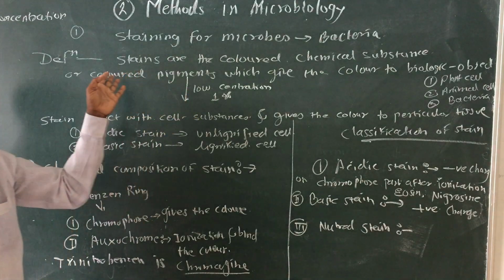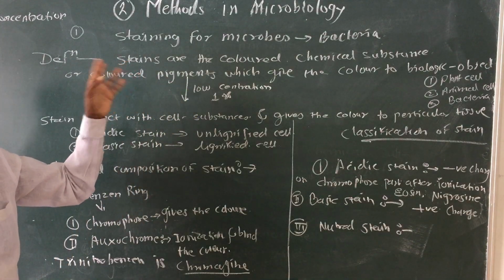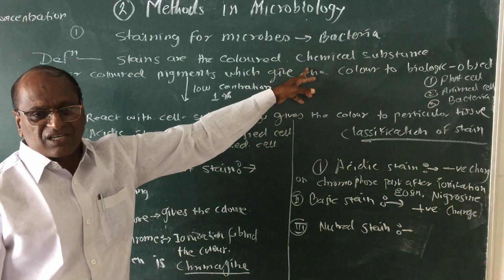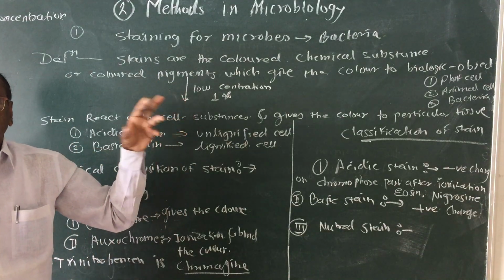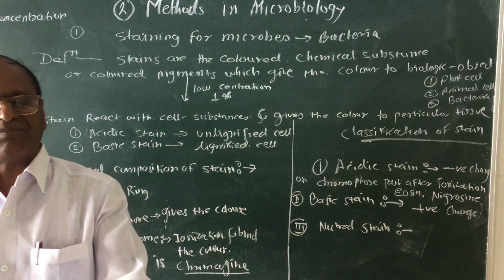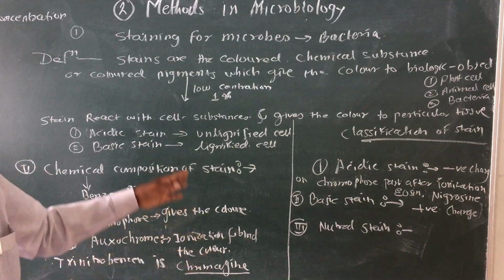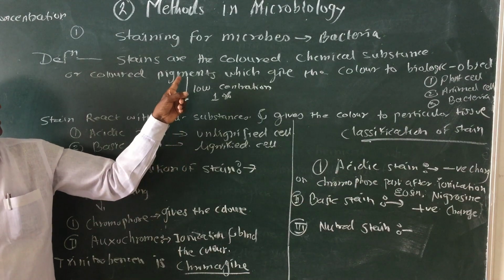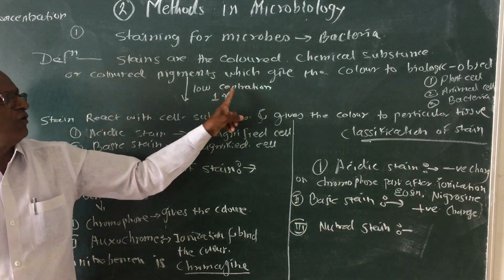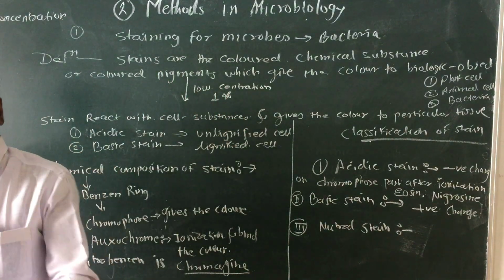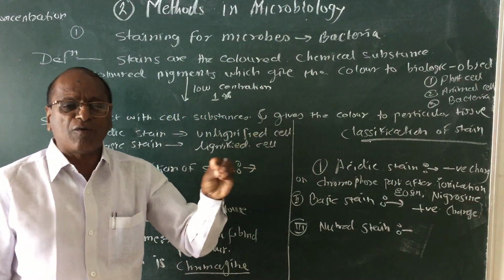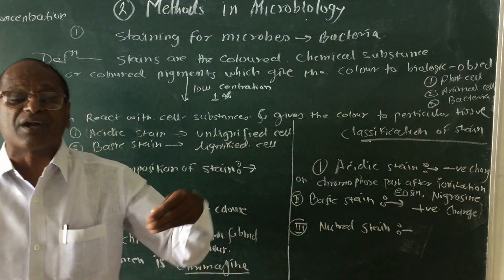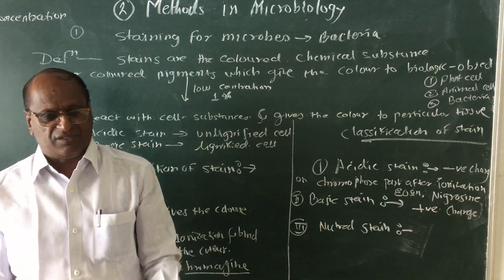The stain may be defined as the colored chemical substance or colored pigments which give color to the biological objects. For the staining procedure, the stain may be used in very low concentration, about only 1% concentration of a stain may be used for the staining of different types of tissues or microorganisms.